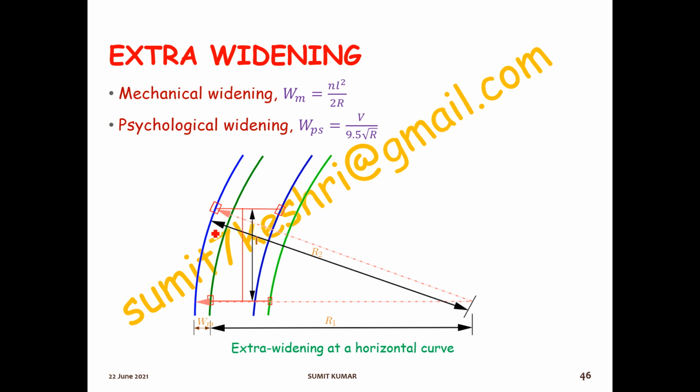Now while providing this horizontal curve, extra width of pavement is required. This extra width of pavement is required due to some mechanical and psychological aspects, the psychological being the behavior of the driver. So on each horizontal curve some extra width is provided, and due to two reasons, mechanical and psychological.